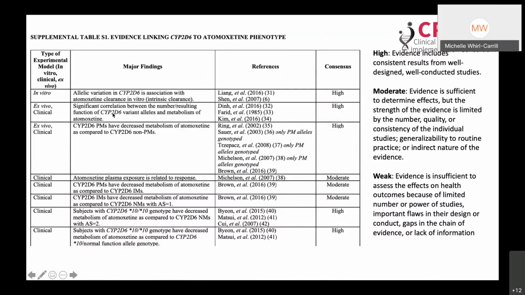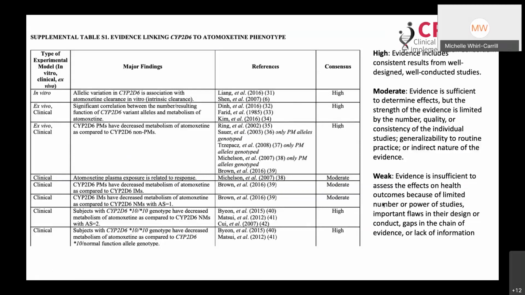We try to come up with major findings that these papers support, many times dozens or more major findings for any particular gene-drug pair. Our author group reads those papers and ranks them and says for each major finding, yes, there's a lot of evidence. We use high, moderate, and weak.